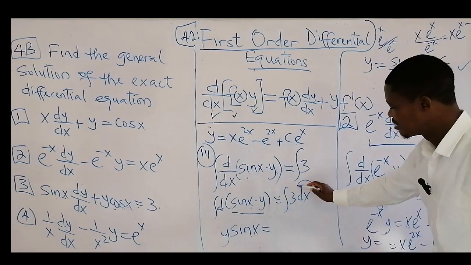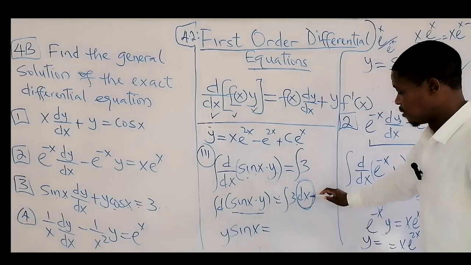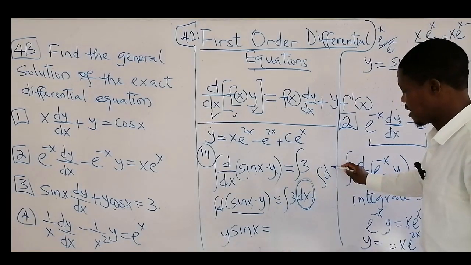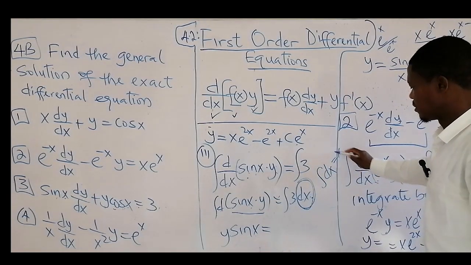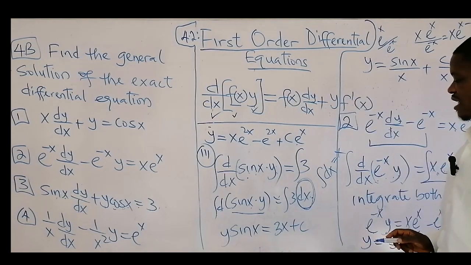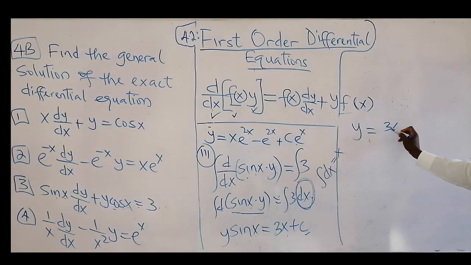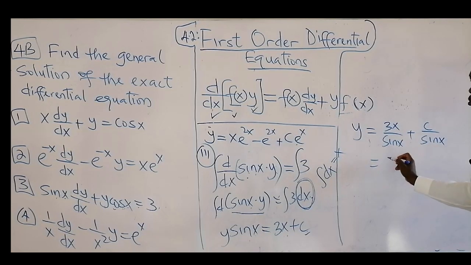You are only integrating dx, and the integral of dx will give you x. So that will be equal to 3x plus c. Then the final conclusion is to make y the subject: y equals 3x over sin x, then plus c over sin x.